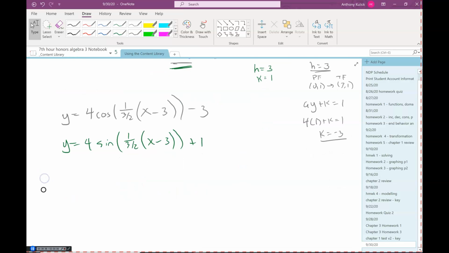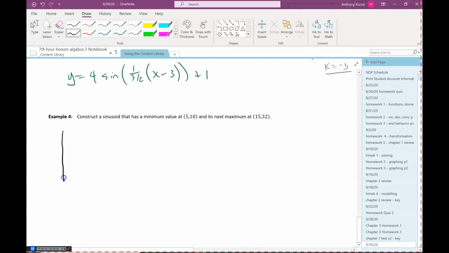Okay. Let's do another. Here we have construct a sinusoid that has a minimum value at (5, 10), and its next maximum is at (15, 32).